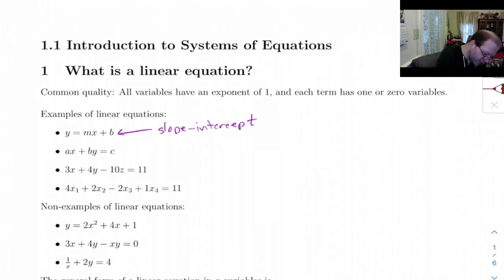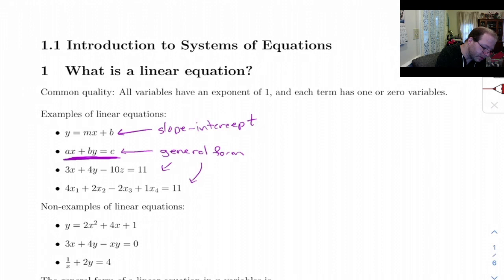Now this next one is called the general form. Actually, the rest of these are all general form. When you're just looking at a line in the plane, general form is nicer because you can represent any line you want to with it. You might say I can do that with the slope-intercept form, but there's one type of line you can't do with it: a vertical line. So general form is what we're going to mainly use in this class.